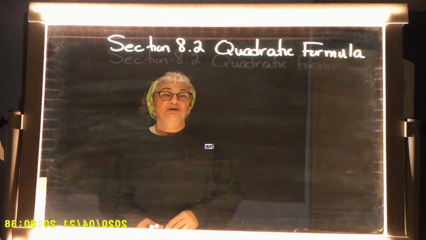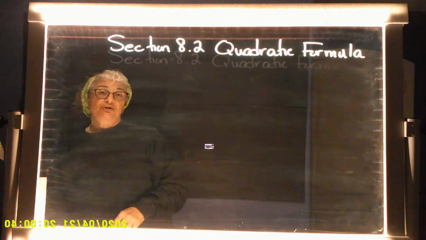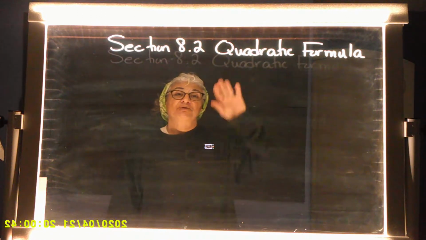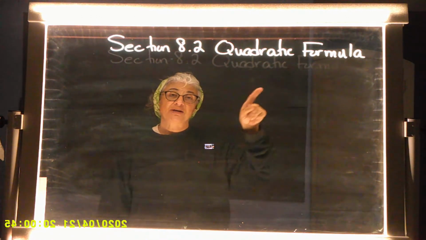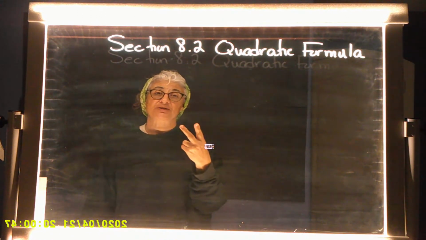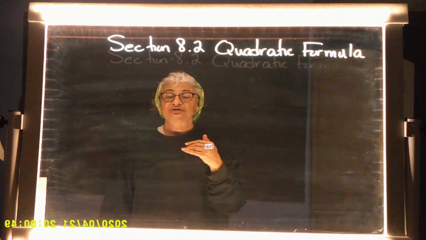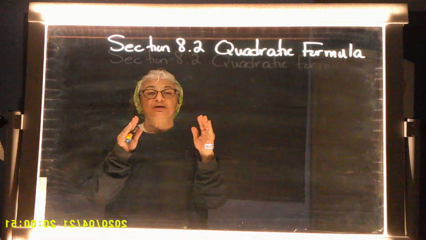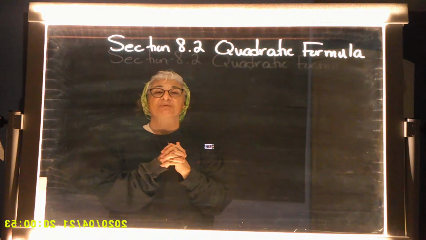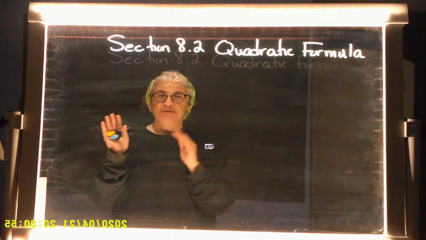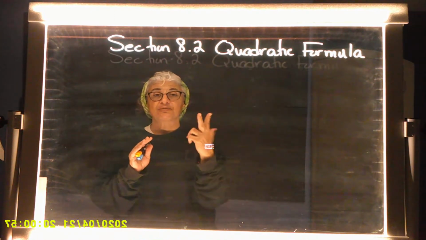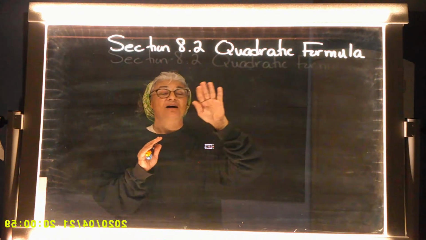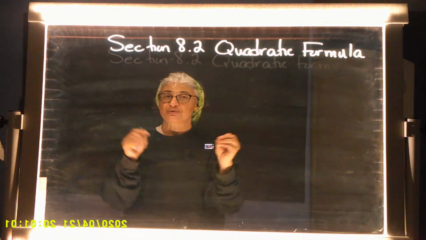Okay, so we're scooting on. We're going to talk about the quadratic formula. Now, the quadratic formula is another way of solving those second-degree equations. In a previous lecture, we talked about completing the square to solve them. And prior to that, we talked about factoring. This is a third method of solving a quadratic or a second-degree equation.